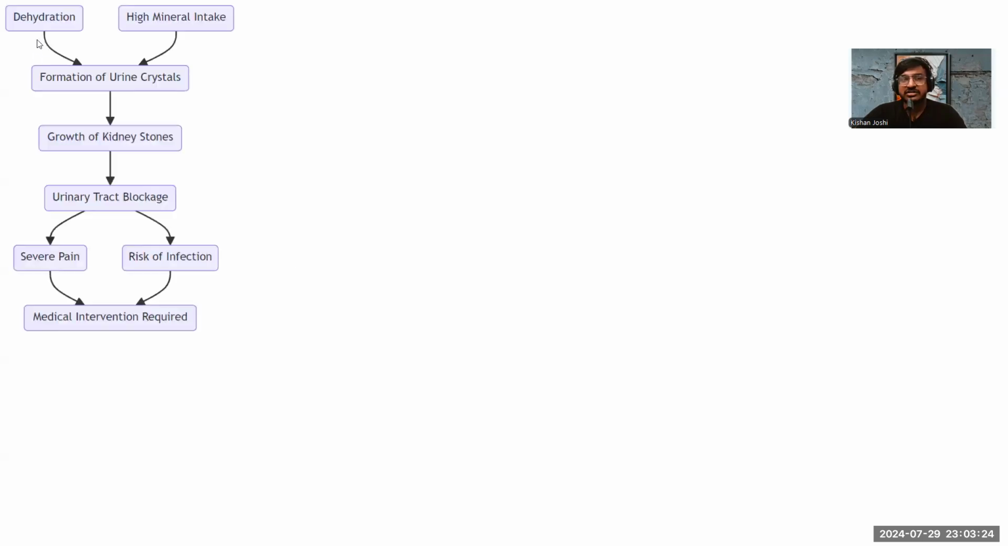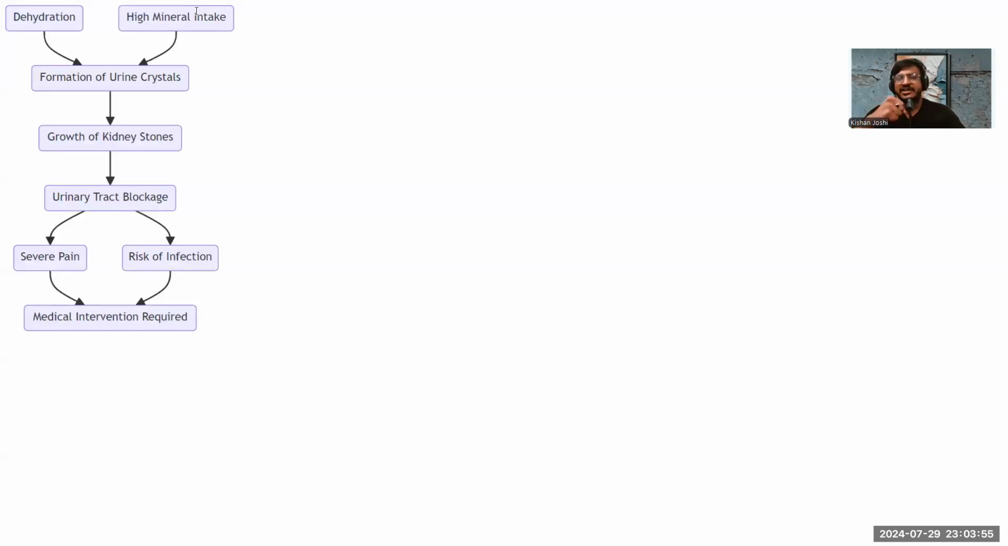So dehydration and high mineral intake. These are the two causes. Just seeing the diagram, you can actually pick the particular reason behind the kidney stone. So dehydration and high mineral intake, these two seem to create the highest amount of problem for the kidney.